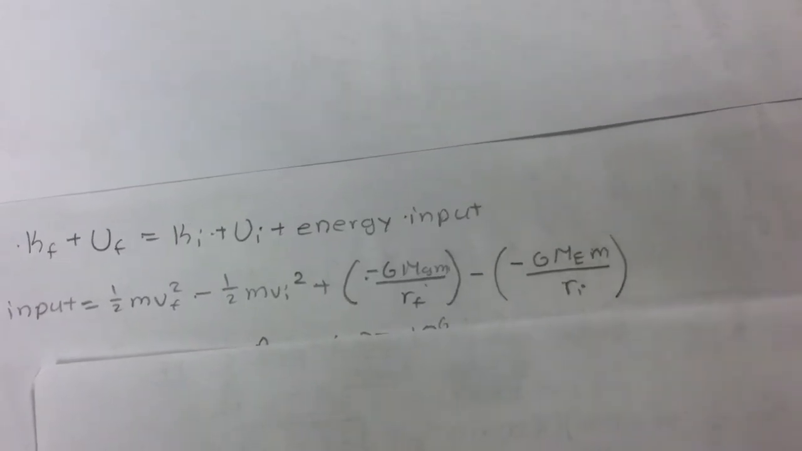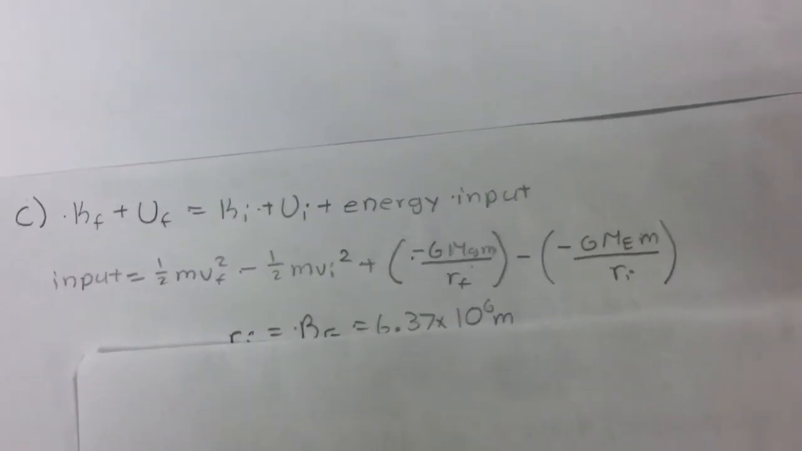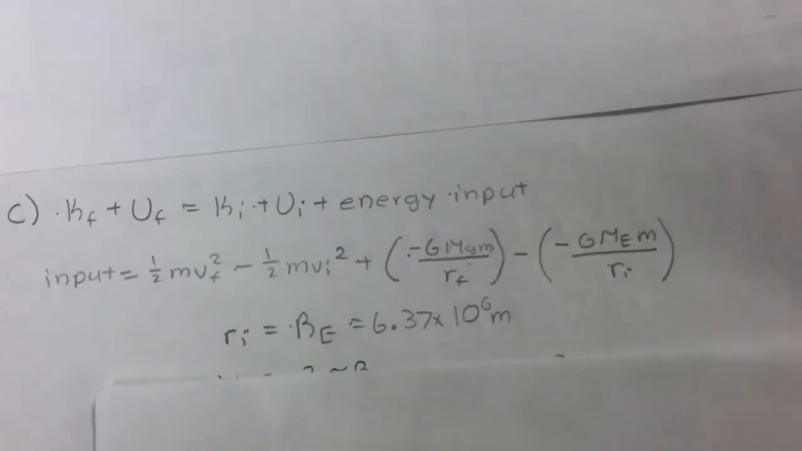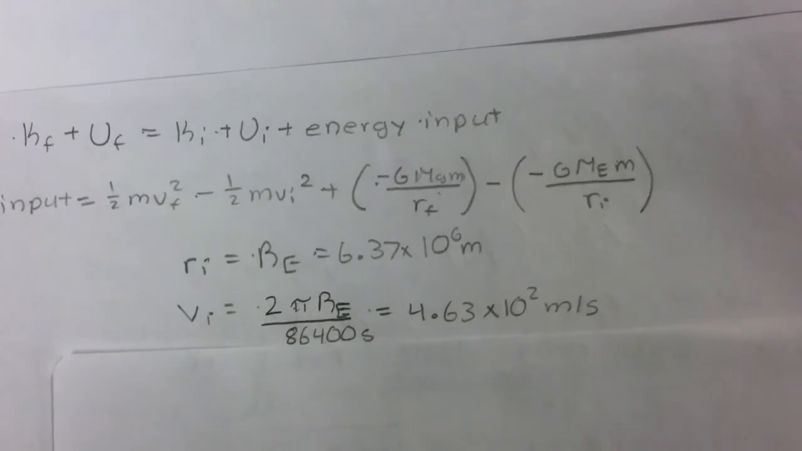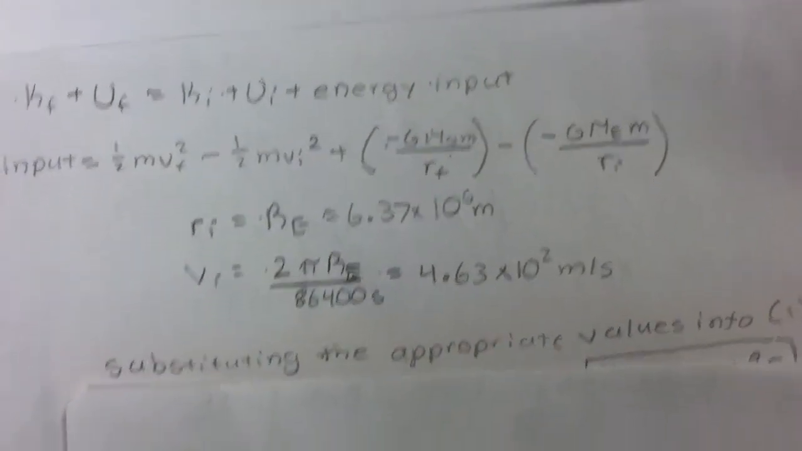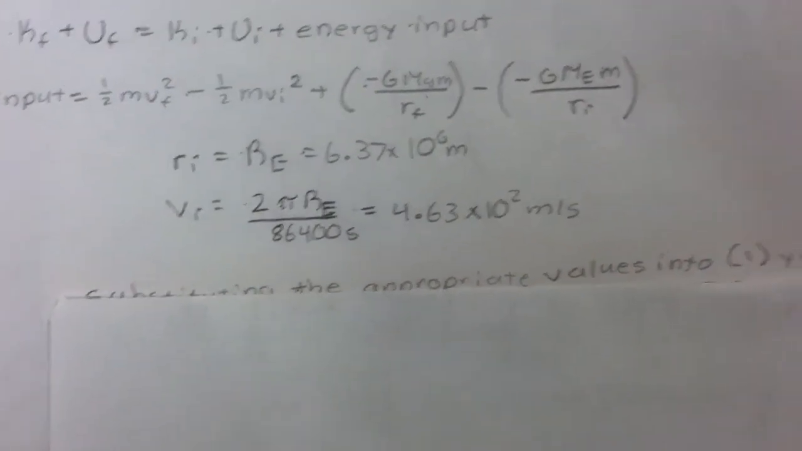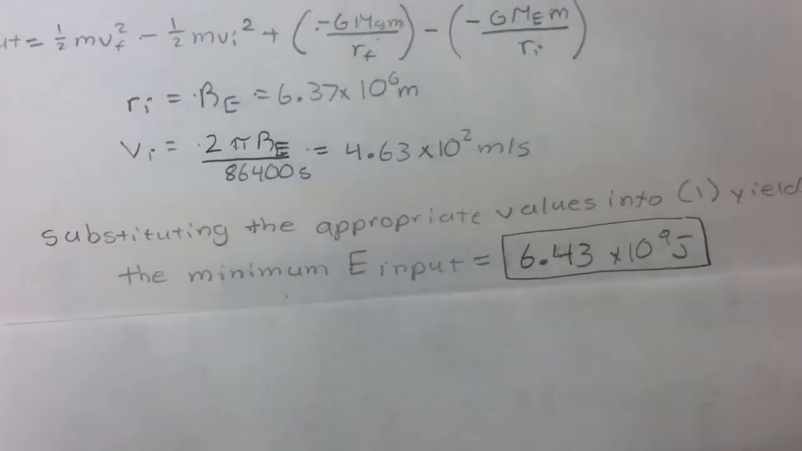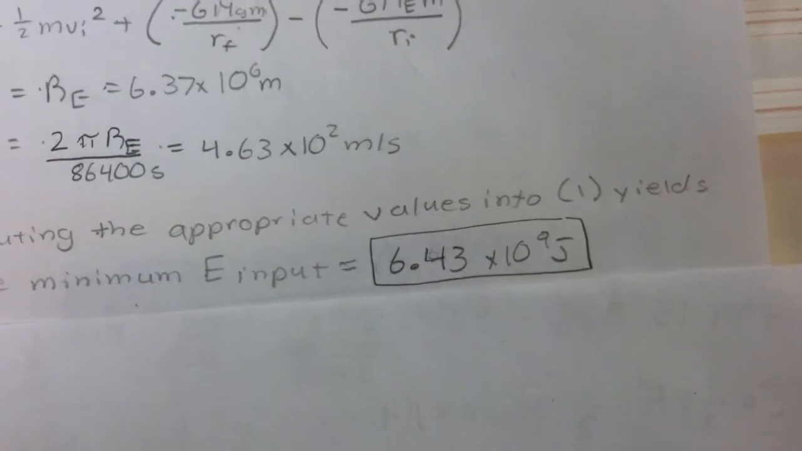With this equation shown, we plug in the numbers that we have, r initial, v initial, and substituting all the values into that equation, you'll come away with a number for the minimum E input of 6.43 times 10 to the 9th joules.